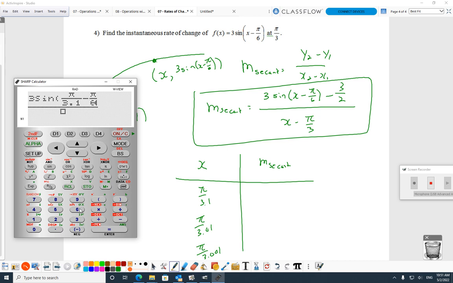minus pi over 6. Oh, I love this. You have no idea. You have no idea what we went through when I was a kid. I know you don't like when I was a kid stories. You should have seen us trying to type these things in our crap calculators.